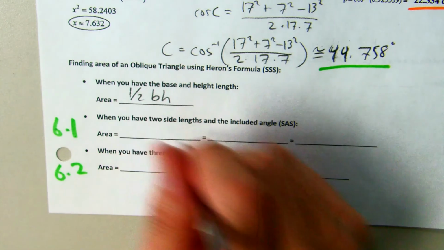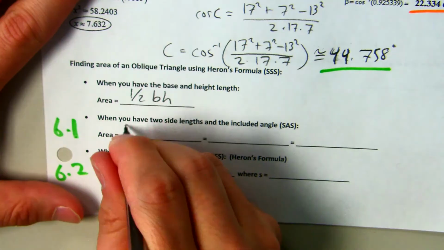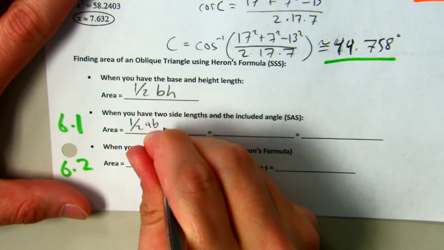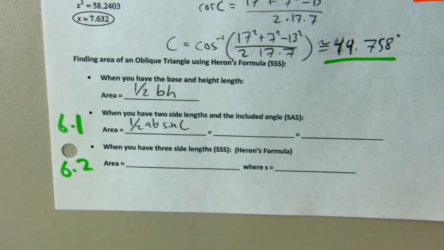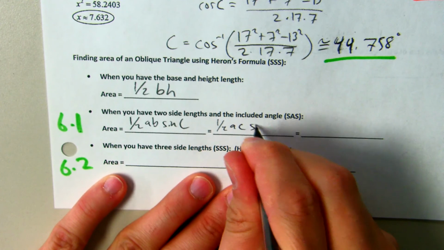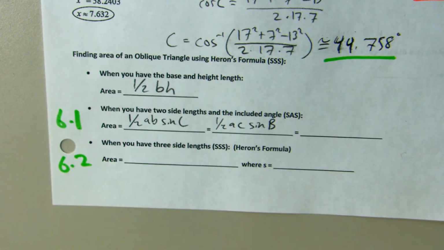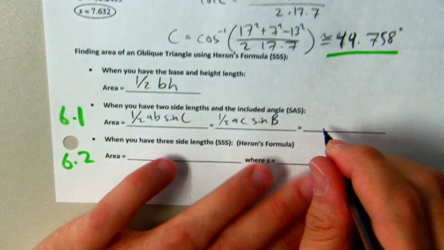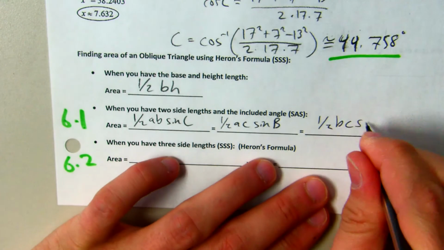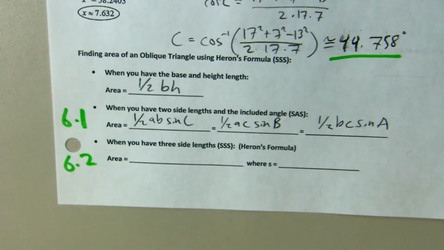Now, depending on what you call the base, will change what you think the height is. But it could be 1/2 these two lengths times the angle in between them. That's the side and the side. It could be 1/2 those two lengths, which would make this be the angle in between them. Or it could be those two lengths times the sine of A, because A is the angle in between them.